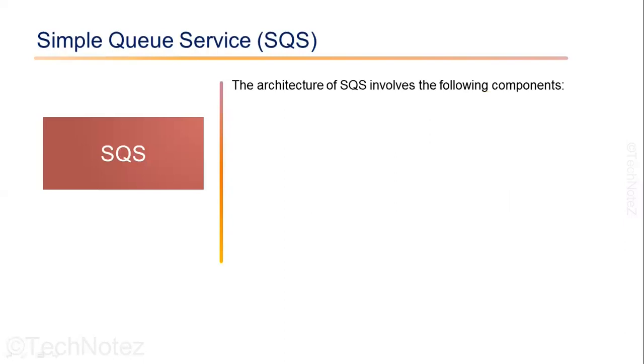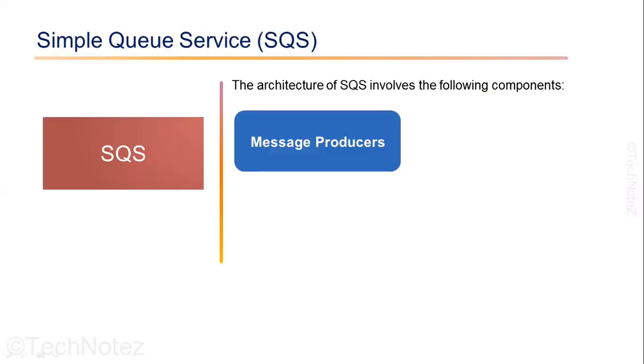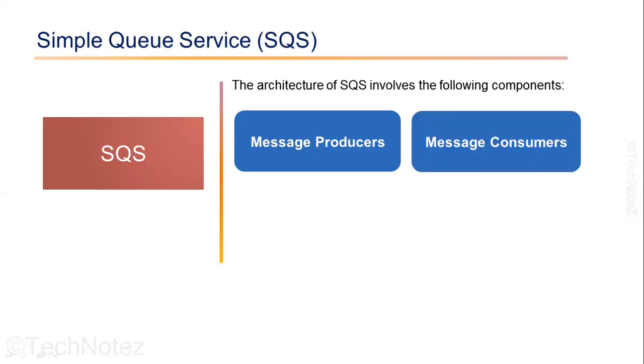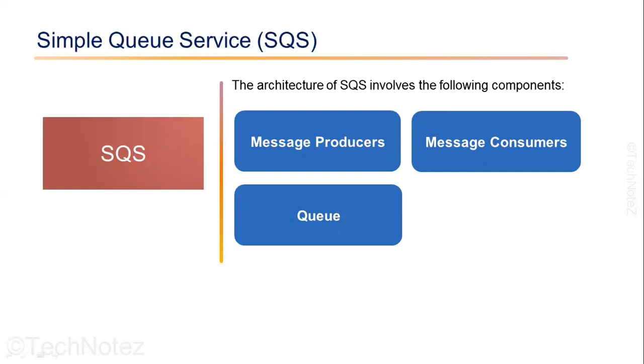The architecture of SQS involves the following components. Message producer: these are the applications that send messages to SQS. A message producer sends a message to an SQS queue. Message consumers: these are the applications that receive messages from the SQS queue. A message consumer polls the queue for new messages. Queues are used to store the messages temporarily until they are processed by the consumer. When a message is retrieved, it is removed from the queue and processed by the consumer.